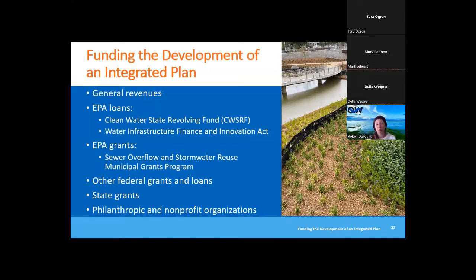For example, is anyone thinking about applying to the Clean Water State Revolving Fund to get funding to do an integrated plan? That is a possibility. Okay, it looks like Tara is thinking about that. There might be some state grants. Are there any state grants? ARPA funding is another possible funding source that funds water infrastructure, and that needs to be prioritized through your municipality. Okay, and then let's go to the next slide.